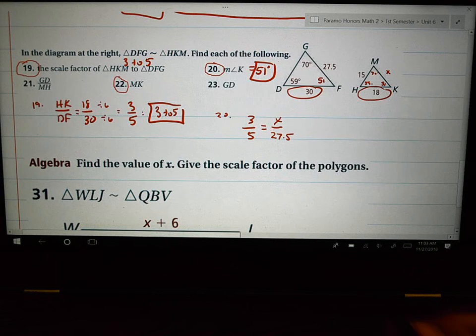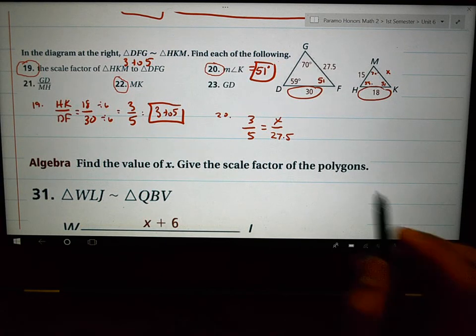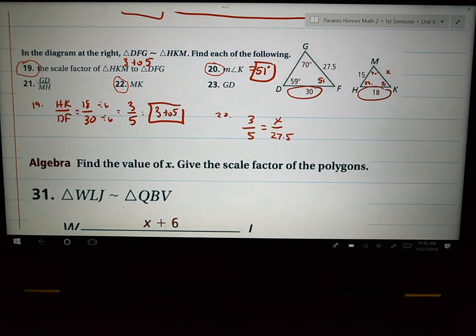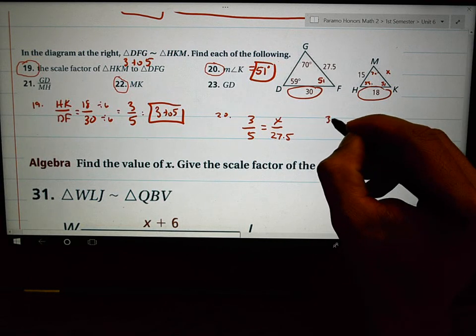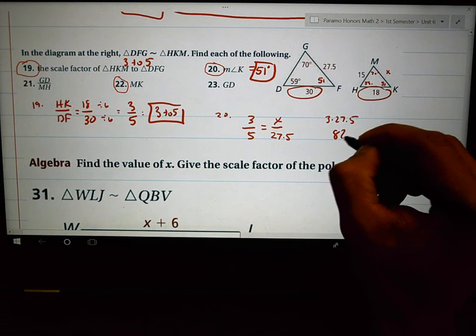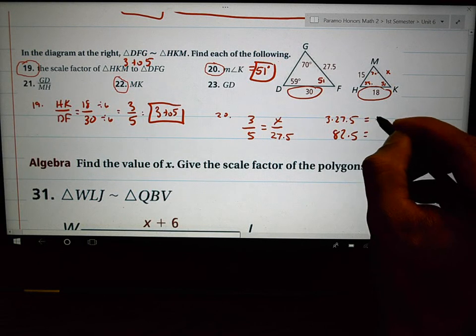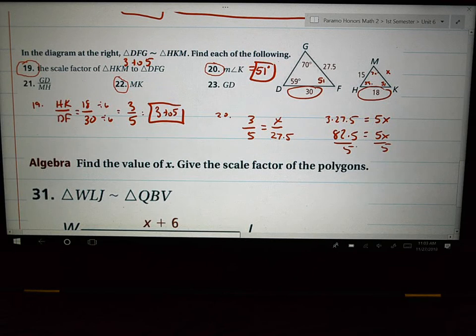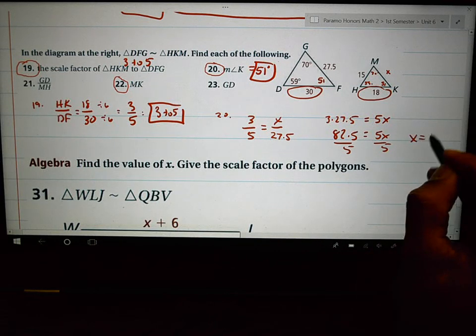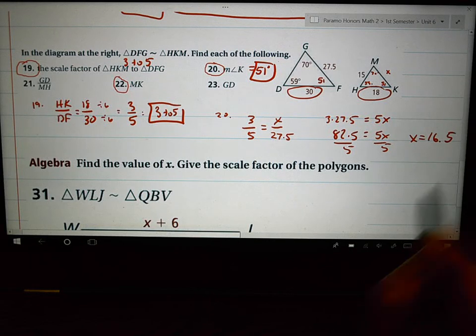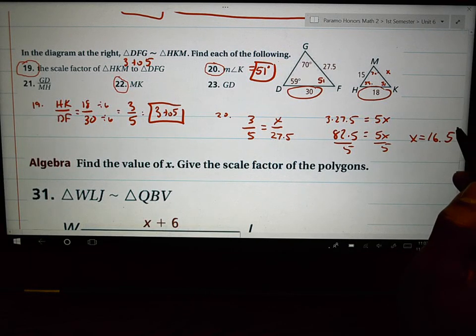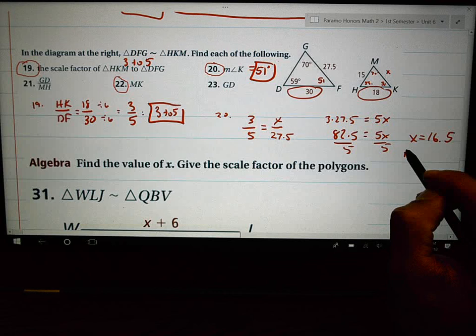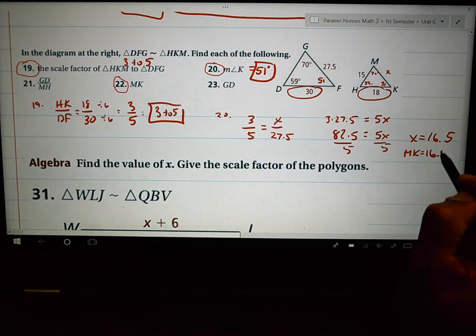Now I'm going to cross multiply. 3 times 27.5 is 82.5. And that's equal to 5x. Divide by 5. Divided by 5 is 16.5 is what I'm getting. MK equals 16.5.